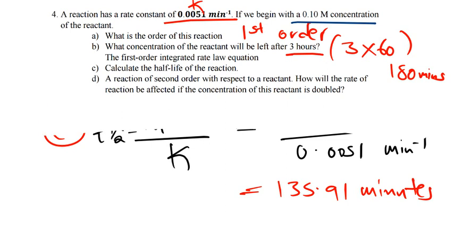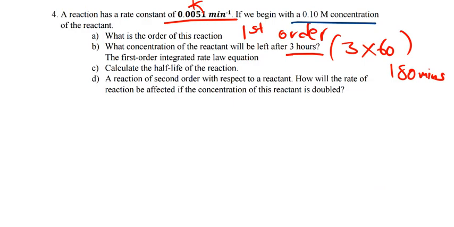Okay, a reaction of second order with respect to a reactant. Let's read that question again. A reaction of second order with respect to a reactant. How will the rate of reaction be affected if the concentration of this reactant is doubled? I'll read that again.